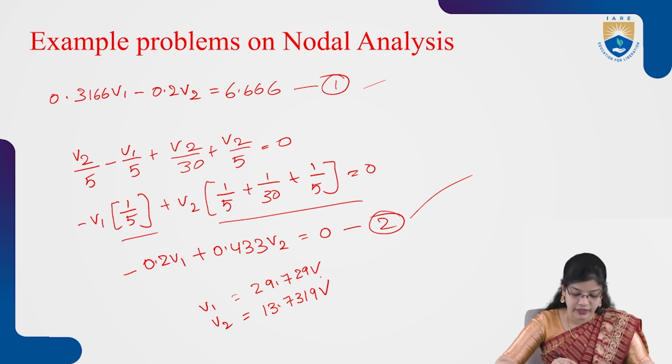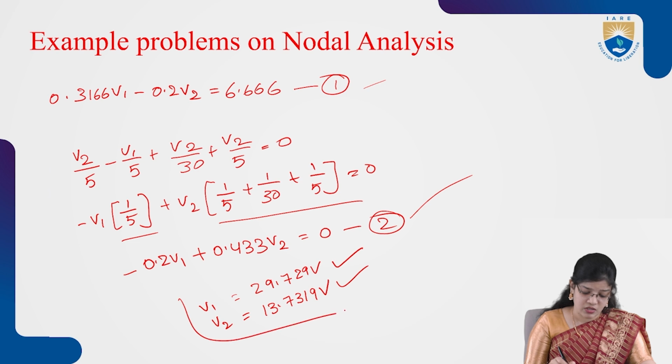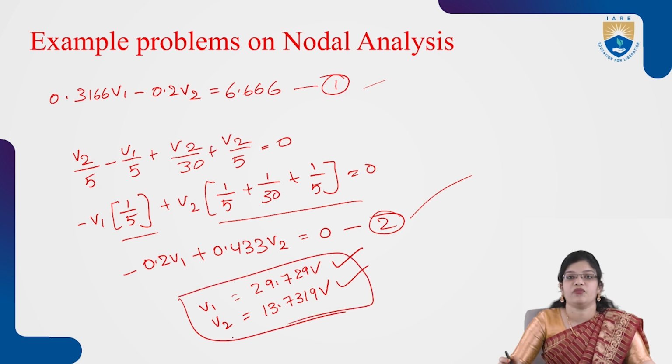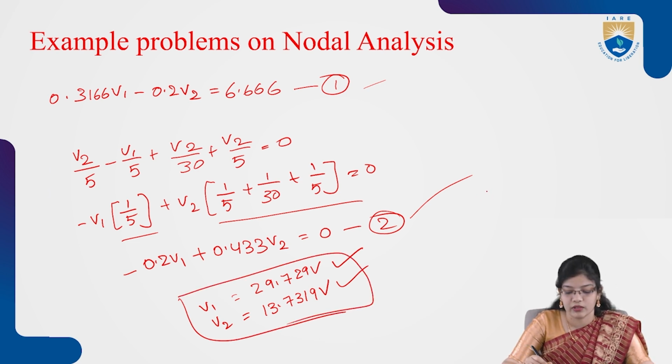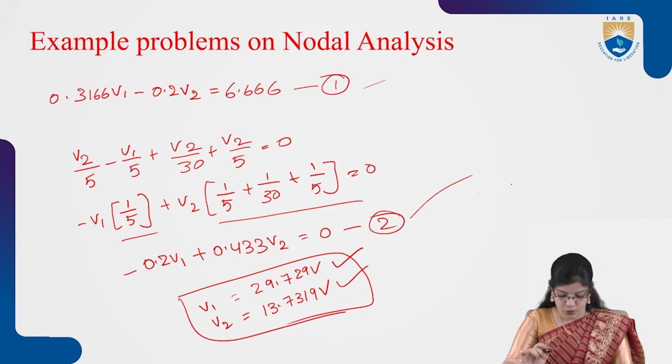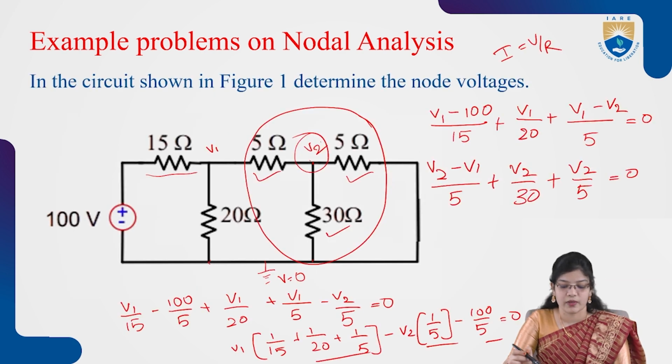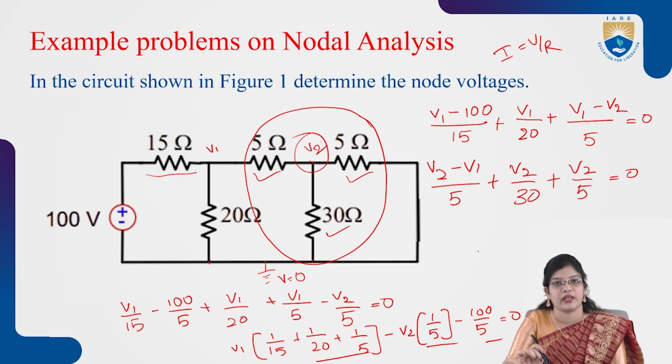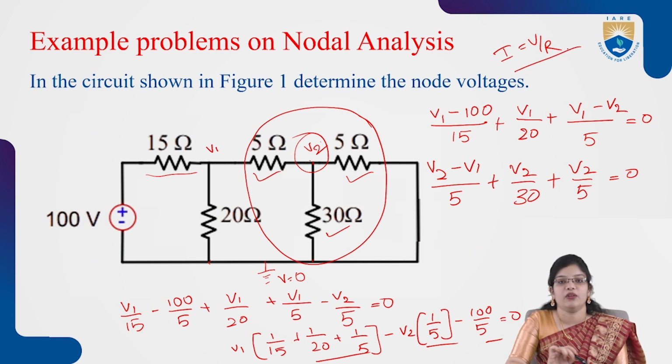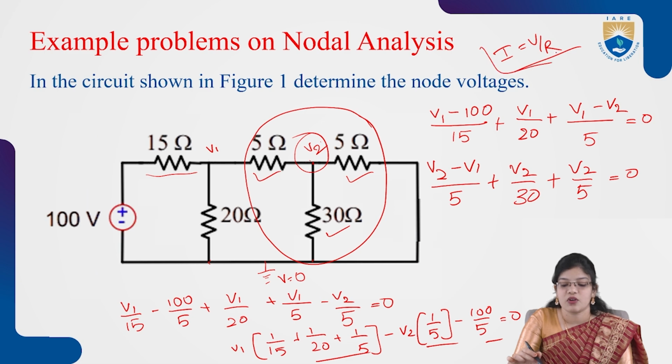So after substituting the values in the scientific calculator, we are getting V1 as 29.729 V and V2 as 13.7319 volts. So in this way we have to calculate if we have more than one node. Now in this problem we have two nodes. So by using this method we calculate the node voltages using nodal analysis. We have to write the equations in terms of I equals V by R.